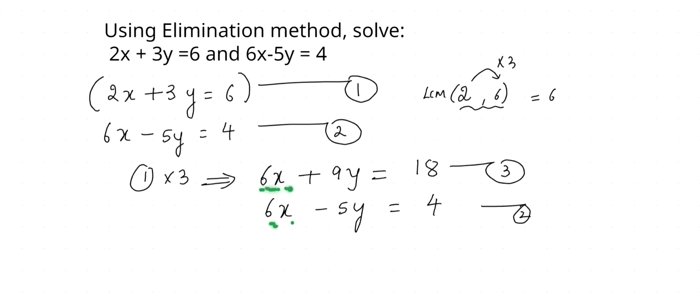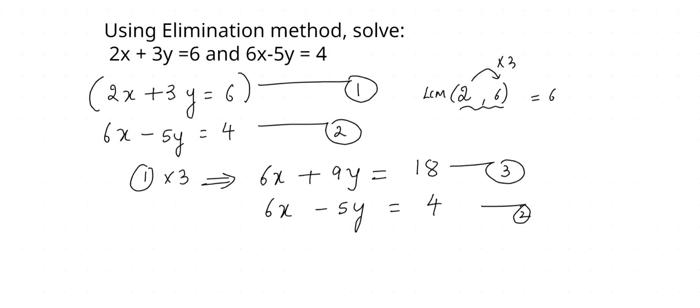Equation 2, no need, because already the coefficient is 6. But in equation 1, the coefficient is 2. I multiplied the entire equation by 3 to get 6 there in that place. Okay, now next what do I do?